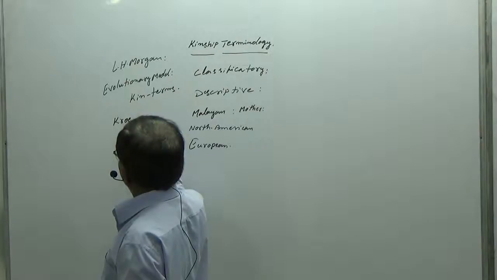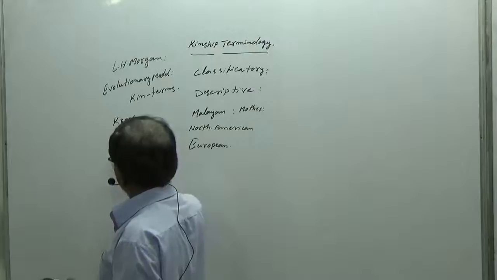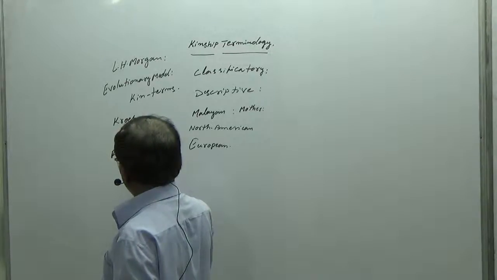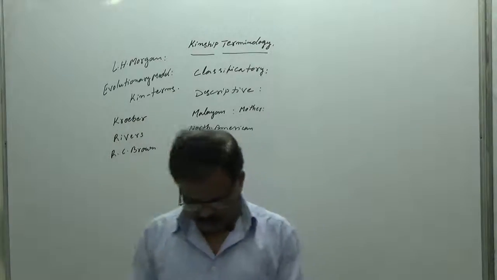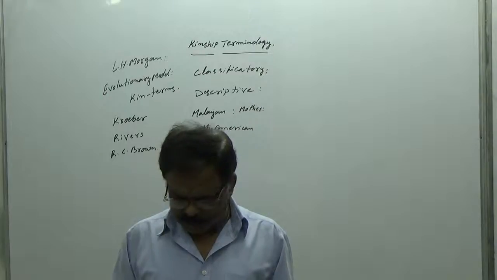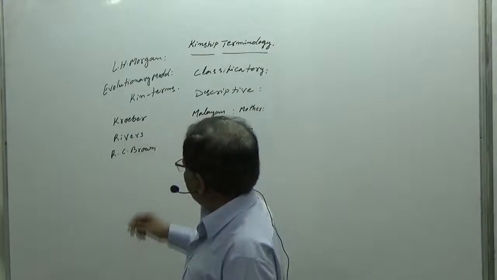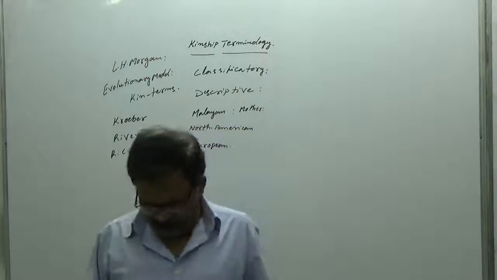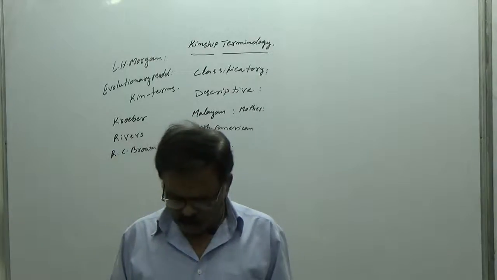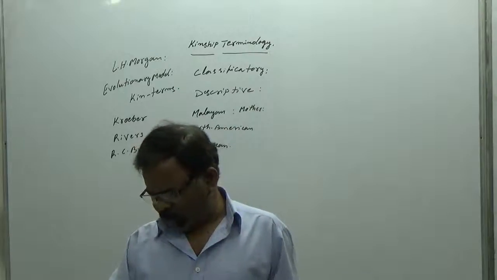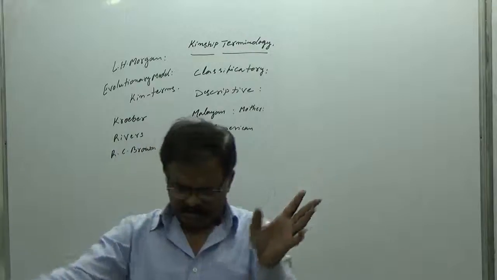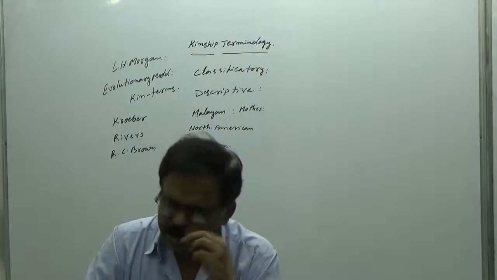Then Kroeber, Rivers and Radcliffe-Brown. See, after that, listen. First of all, this Kroeber, also a famous American anthropologist, totally rejected the evolutionary model of Morgan. According to him, this type of classification is totally vague and irregular. It is totally irrelevant, meaningless. This is sure.